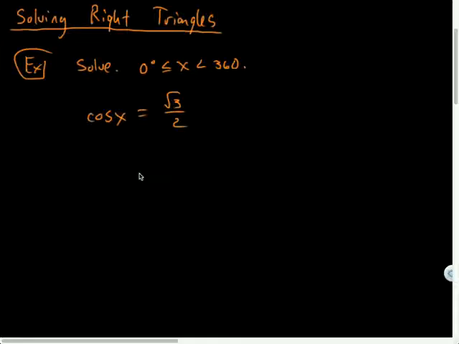Why are you using cosine again? This is just randomly what the question started as. Eventually I'll start relating it to triangles and whatnot. So this is what I'm solving, and I specifically want your solutions to be within that range, is what we're asking. Good question.